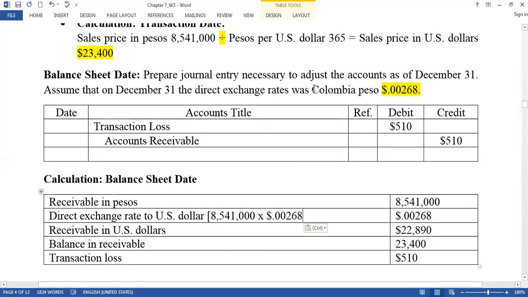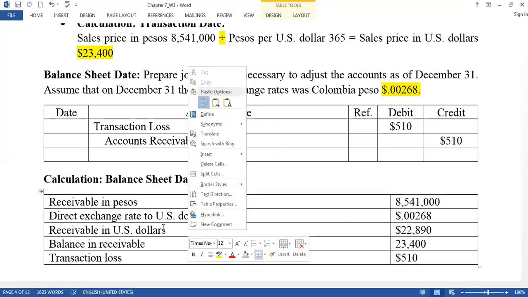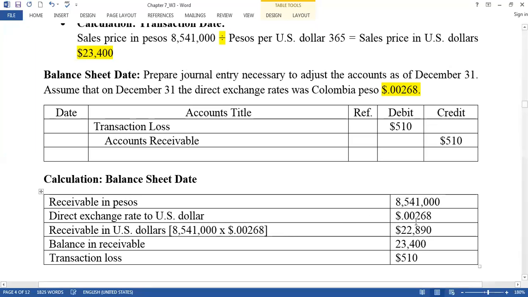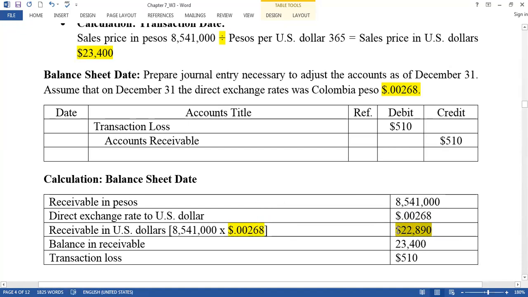So this is the balance sheet rate. Try to understand. According to the balance sheet, this is our receivable. The balance sheet said that today's rate is this one. Today we are going to prepare the financial statement, and we are going to record receivable $22,890. Clear?